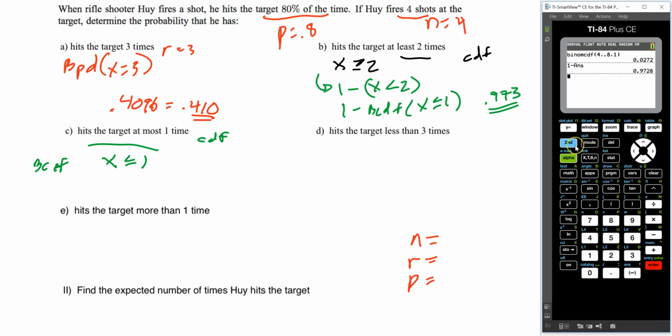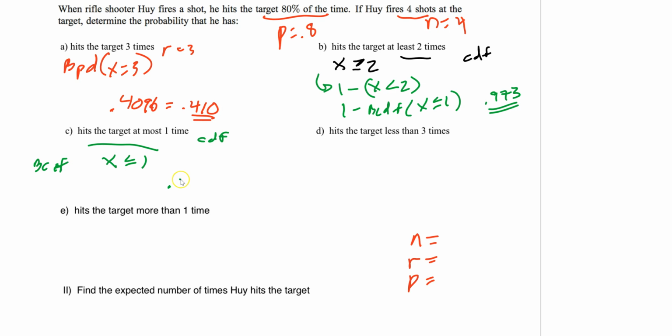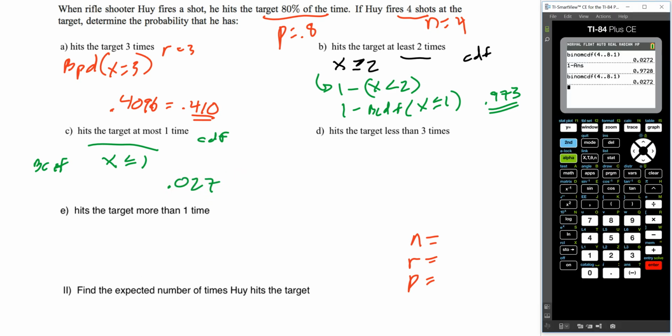So we're going to go back to second distribution. Go up to CDF. Good thing about the calculator, it's going to save a lot of that info for us. Right, boom, boom. I don't have to do anything. Just plug it in. It's all there. And 0.027. I hate when it does that to me. Okay, good. I had a shock checked.